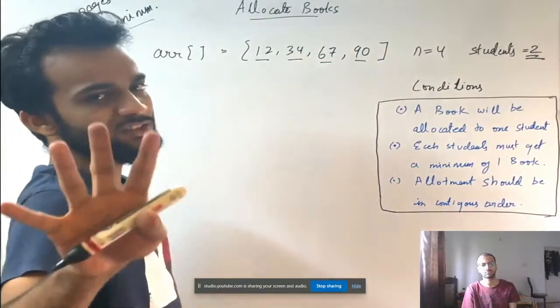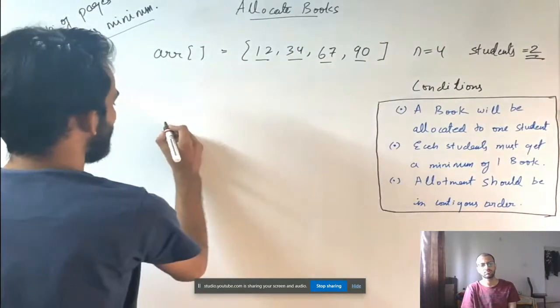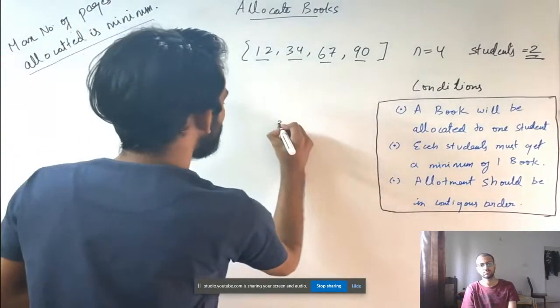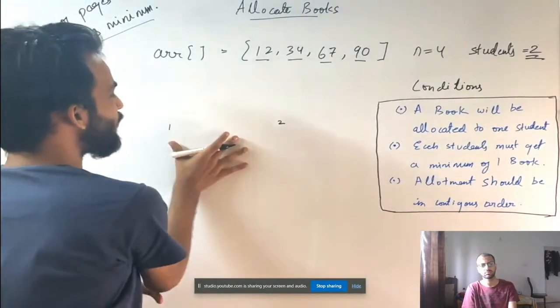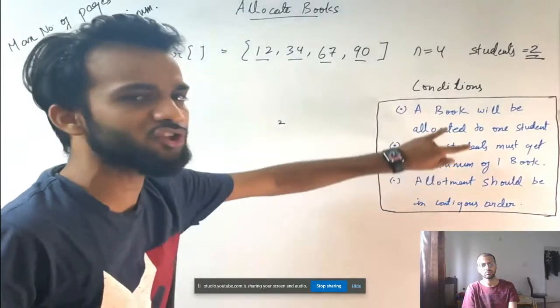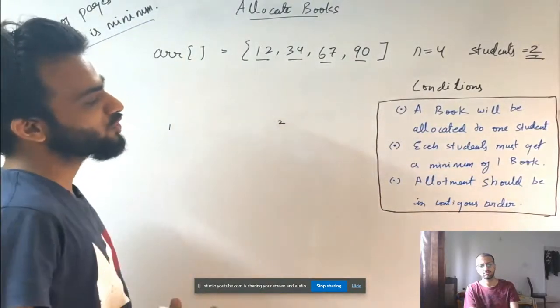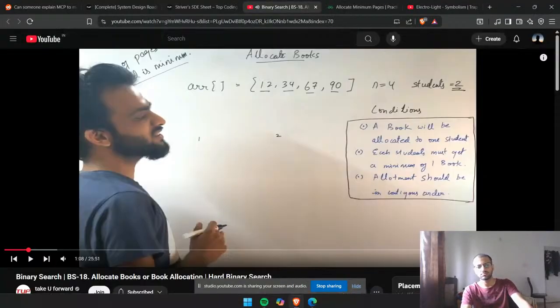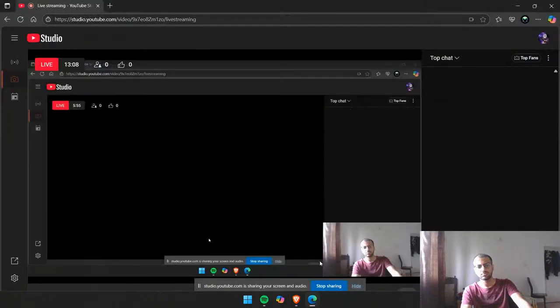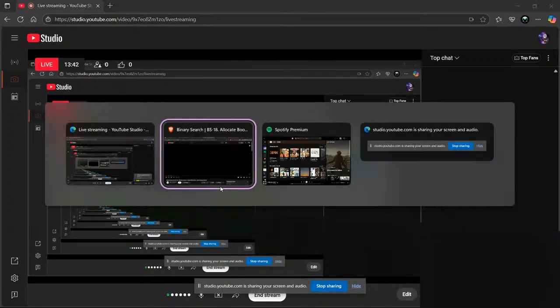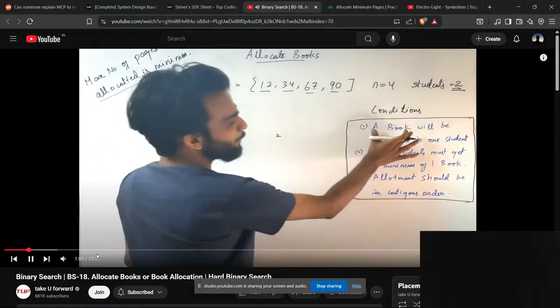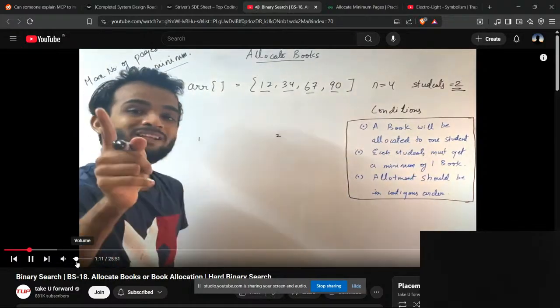So let's assume they're given two students. This is student 1, this is student 2. What is the allocation that you can do? Before doing the allocation, let's look at the conditions that you have to maintain while doing the allocations. The first condition states a book will be allocated to one student only.